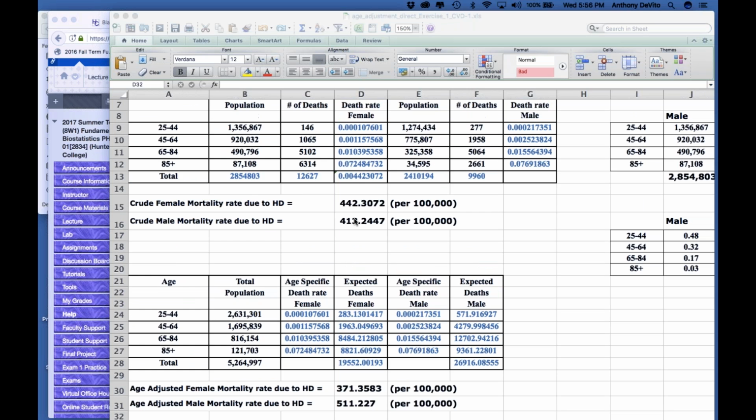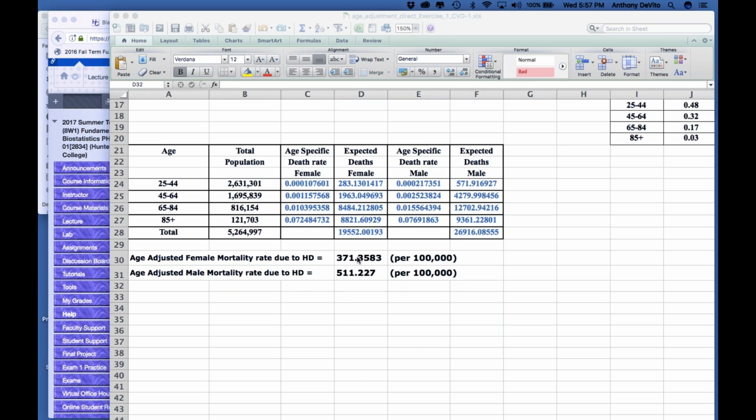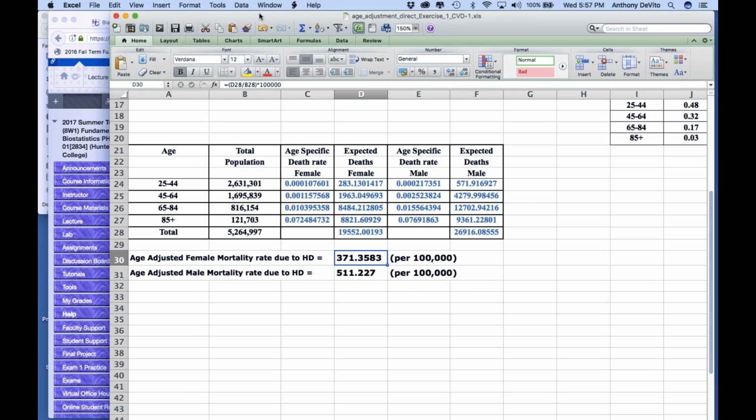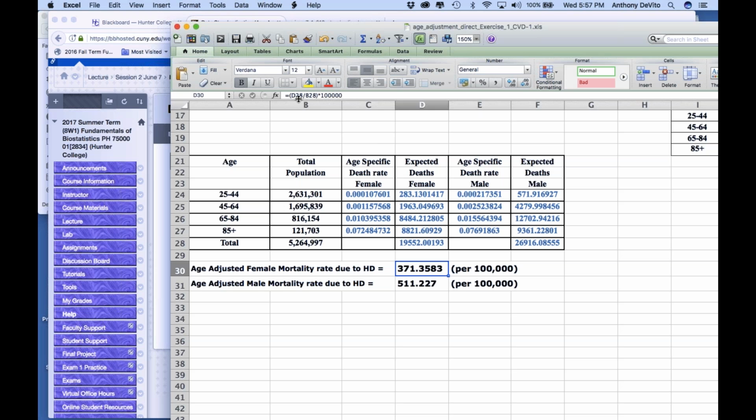Okay, the 371? That number is D28, which is the expected total number of female deaths divided by the total population times 100,000. If I had just used the expected number of deaths divided by the total population, it would have come out to be 0.00371. Again, a number that's hard to wrap your head around. So this is a little bit more descriptive.